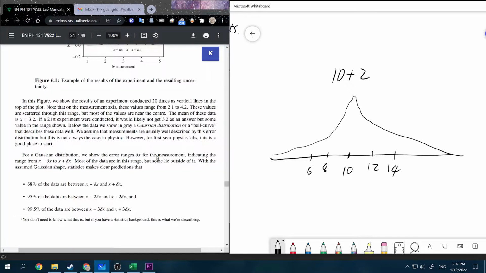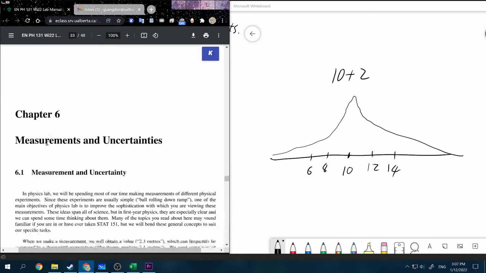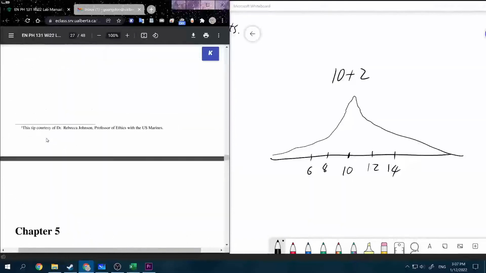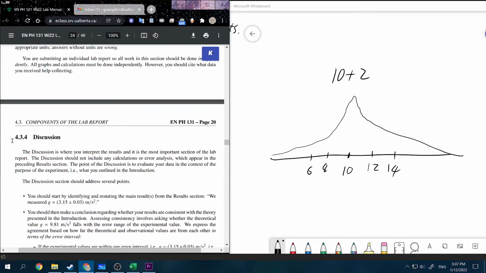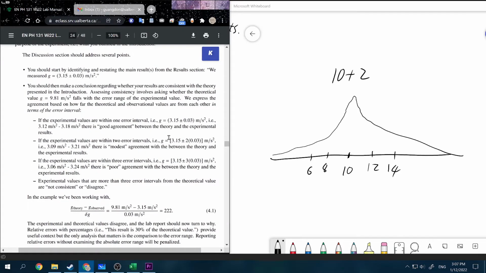And then if your theoretical value is, let's actually go here. This is the lab manual. If you go up, and go to section 4.3.4, in here it actually tells you the wording. How do you go about this? Let's say the theoretical value is 10. Then 10 plus minus 2, if it's 10, then it's matching very well because it's right at the middle. Then that is very good, right?